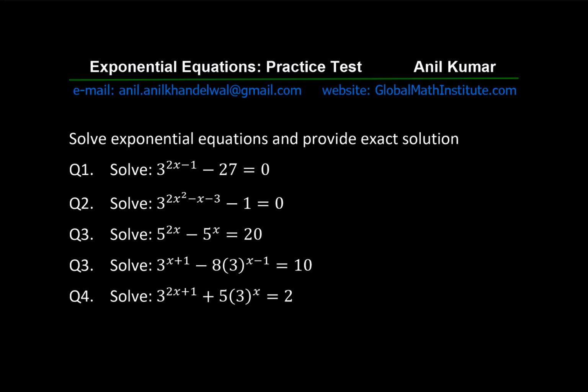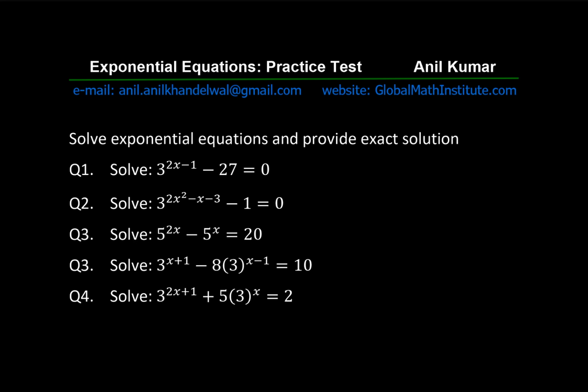So to begin with, we have the very first question, which is 3 to the power of 2x minus 1 minus 27 equals to 0. It could be solved very easily by comparing the exponents. The second question here is 3 to the power of 2x squared minus x minus 3 minus 1 equals to 0. The exponent is a quadratic equation, and that, when equated to 0, can be solved.